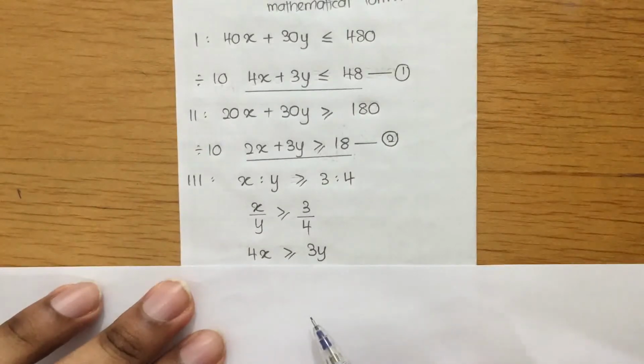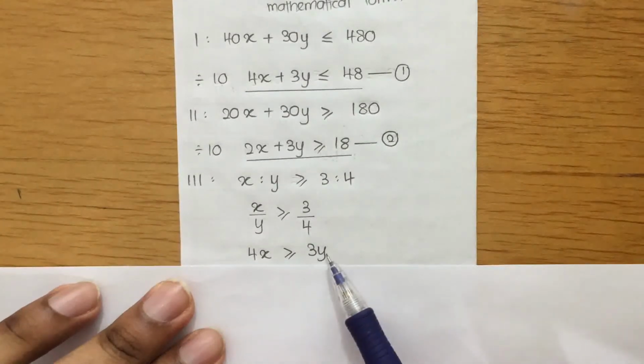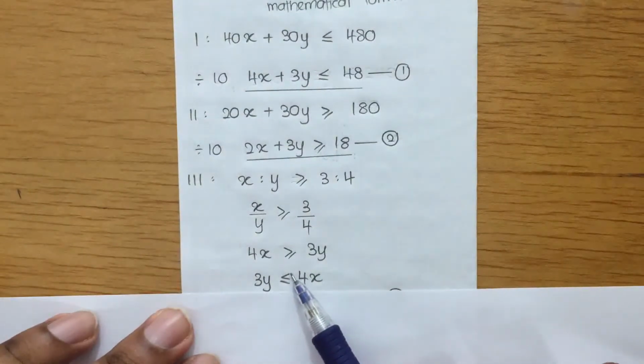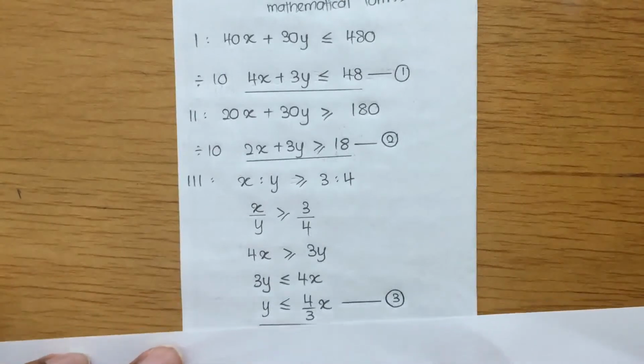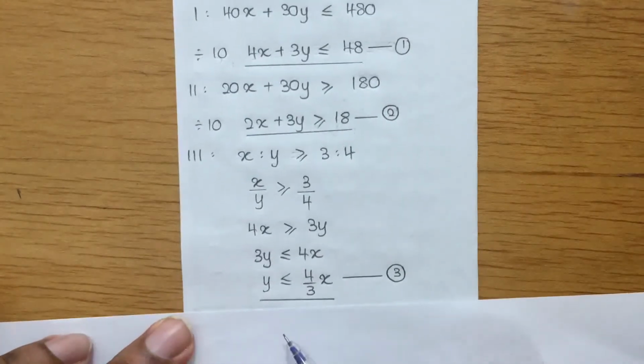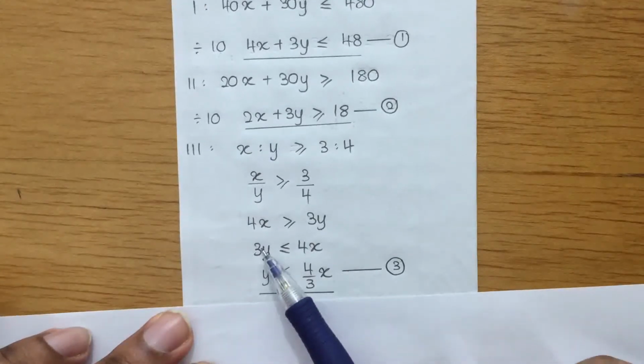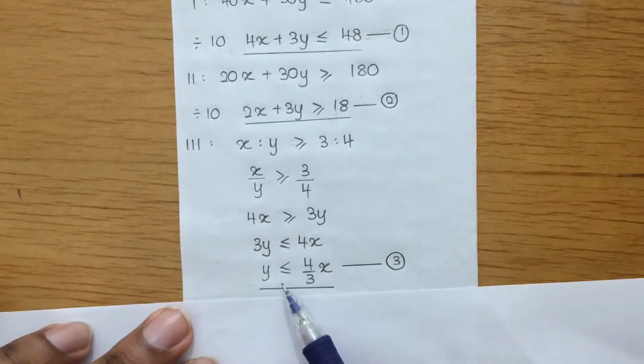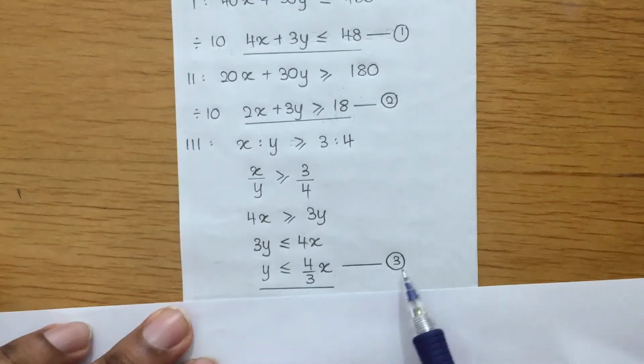Okay, you flip the inequality so that you express y in terms of x. So from here, you get 3y will be less than or equal to 4x. Let us continue. But when you want to plot the graph, you cannot plot like this. You need to simplify this equation. To get y, you divide 4x by 3. So from here, you get y less than or equal to 4 over 3 x. So this will be your third constraint or third equation, guys.